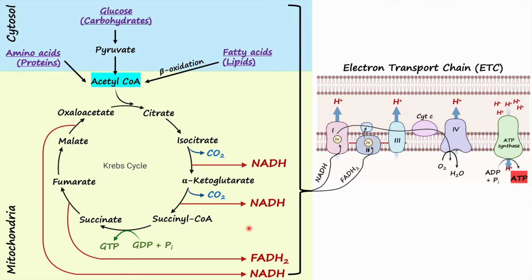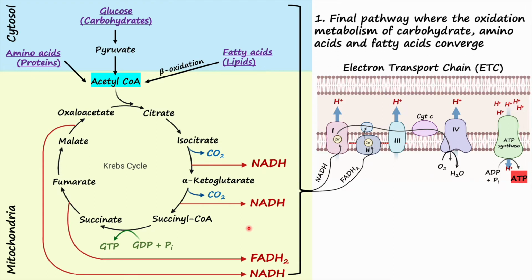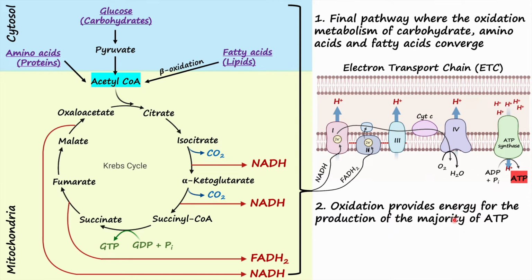I just want to give you some brief basic information about the citric acid cycle. First, it is the final pathway where the oxidative metabolism of carbohydrates, amino acids, and fatty acids converge, through the synthesis of acetyl-coenzyme A. The oxidation of acetyl-coenzyme A provides energy for the production of the majority of ATP. This energy is provided in the form of these reduced coenzymes, which are then transferred to the electron carrying molecules of the ETC to synthesize ATP.